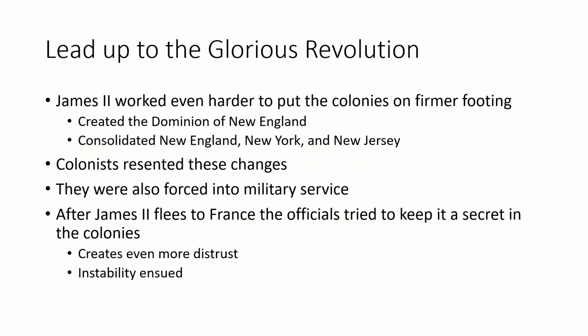So, how does this happen? Well, James II had worked really hard to put the colonies on a firmer administrative and defensive footing. He created the Dominion of New England in 1686. The Dominion consolidated the New England colonies, New York, and New Jersey into one administrative unit, meant to counter French Canada. But the colonists resented the loss of their individual provinces.